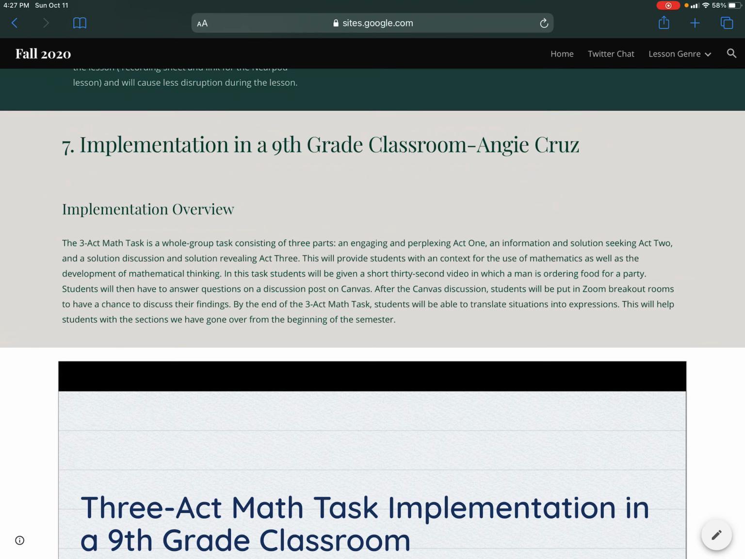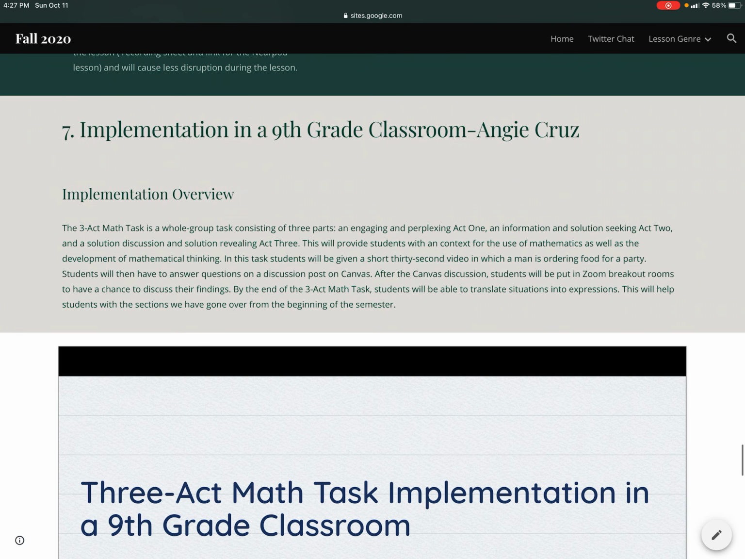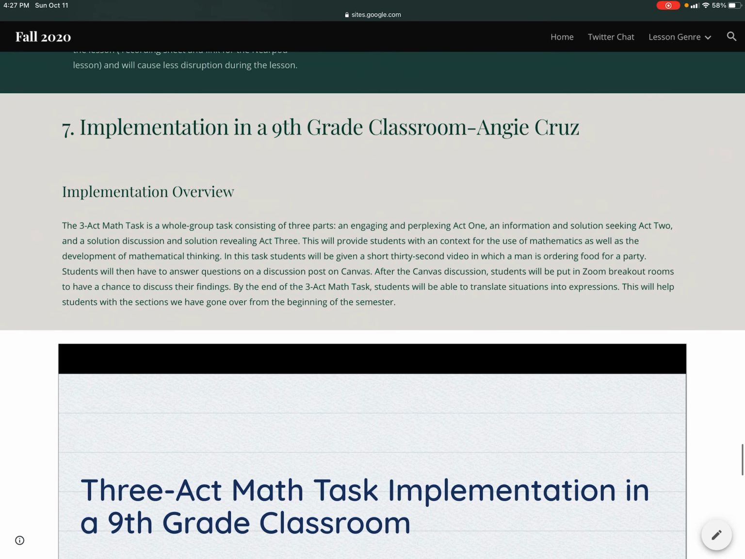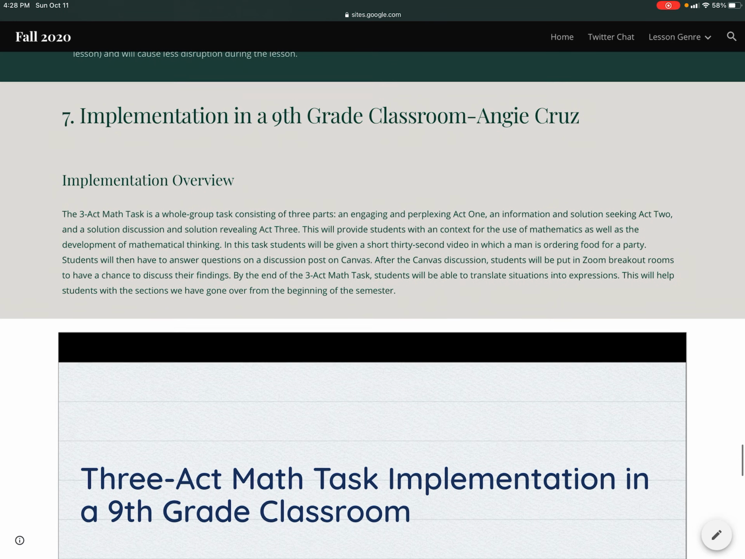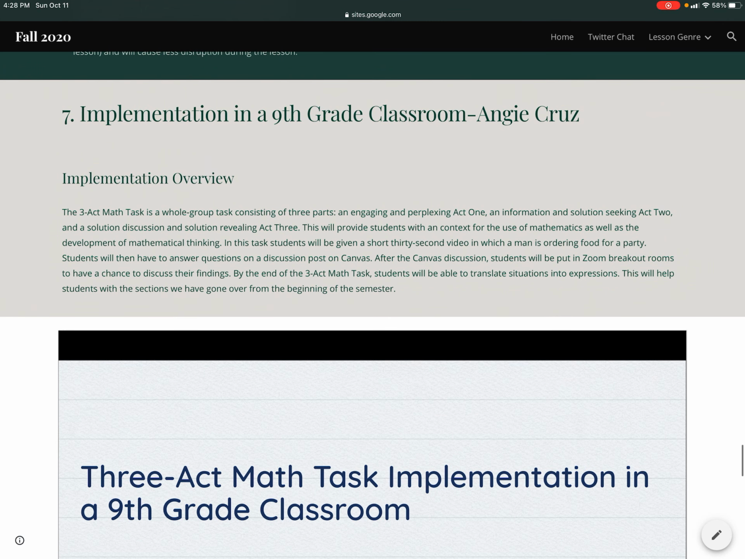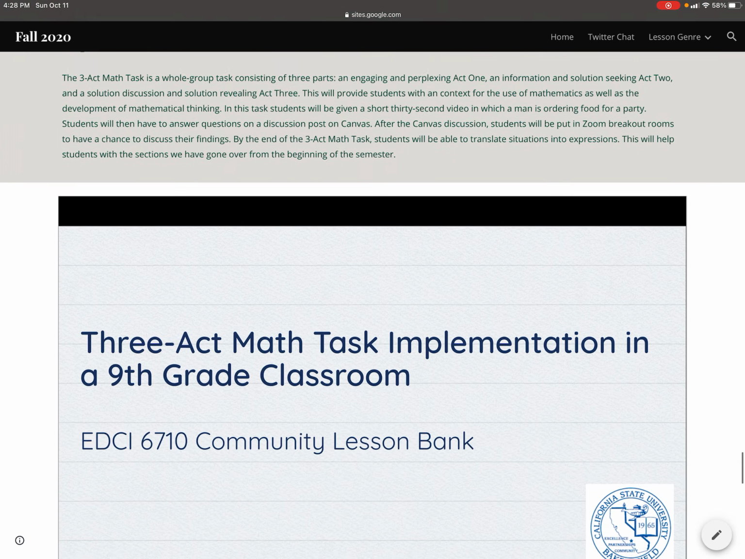In this task, students will be given a short 30-second video and then from there move on to the rest of the tasks. The task will be in the form of discussions on Canvas, and after each of the discussions, students will be put in Zoom breakout rooms where they will have mathematical discourse.